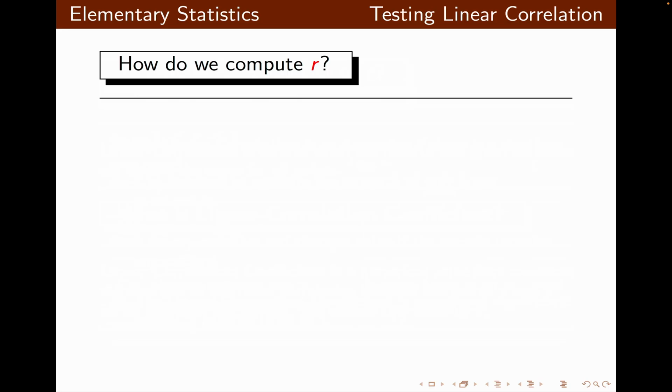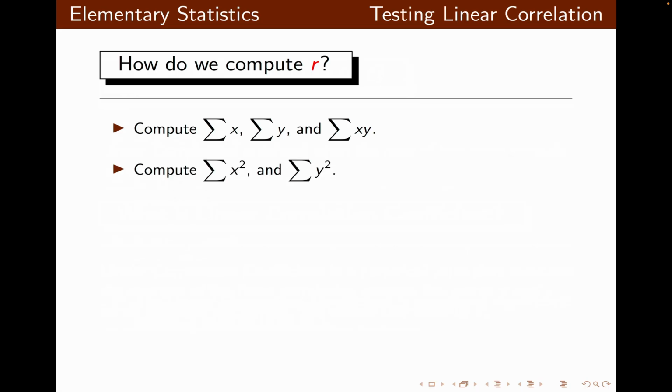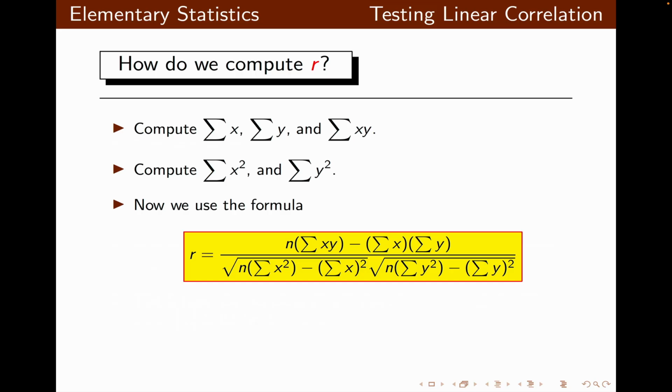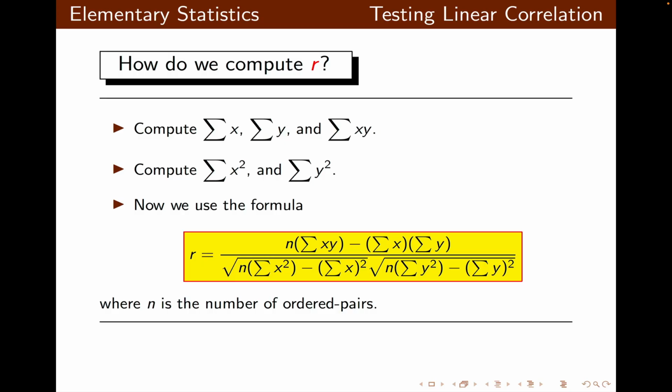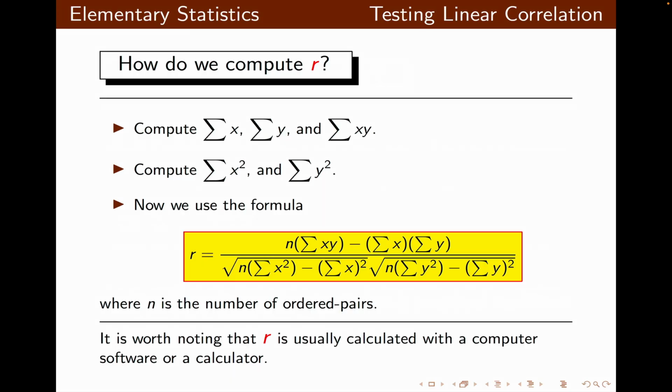So now let's talk about how to compute r. We find the summation of x, summation of y, summation of xy, summation of x squared, and summation of y squared. And now here is the formula. In this formula, n represents the number of ordered pairs. In most cases, r is usually calculated with computer software or a calculator.